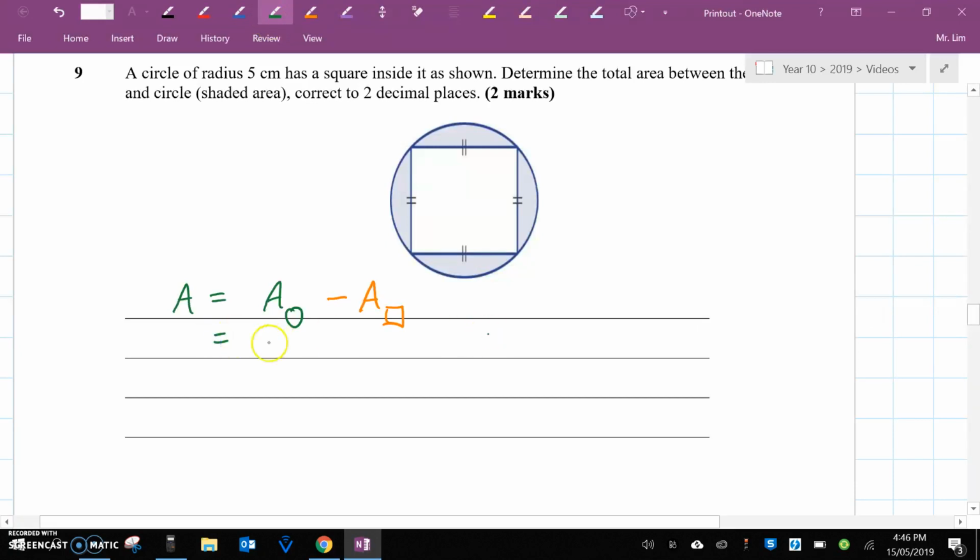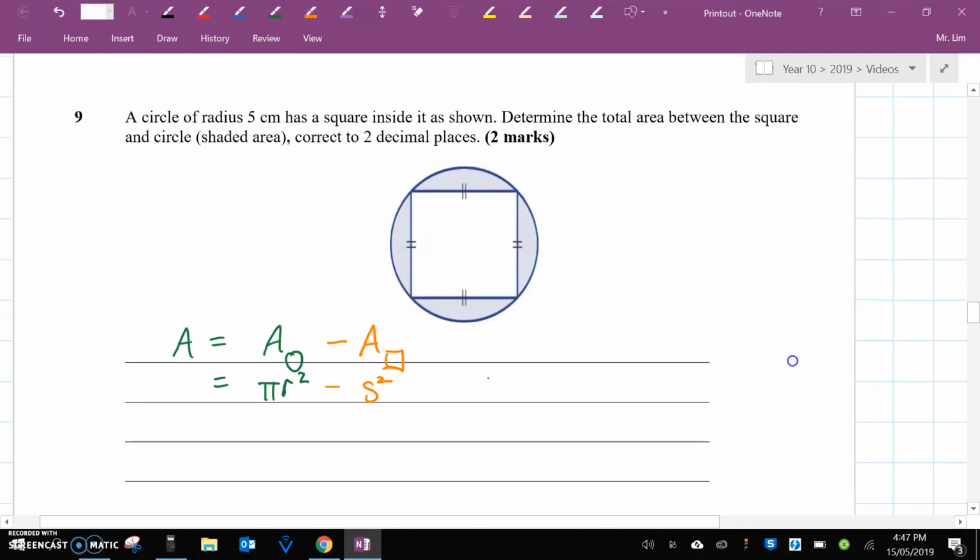We know that the formula for the area of a circle is pi r squared, and that the formula for the area of a square is s squared. Now here it says the circle has a radius of 5, so let's draw that in. That is 5. Okay, so that'll make it easy to work out the area of the circle. But how do we work out the area of the square? Well, that is 5. This bit has to be 5 as well, making this whole diagonal 10.